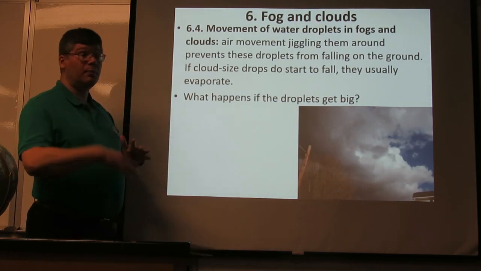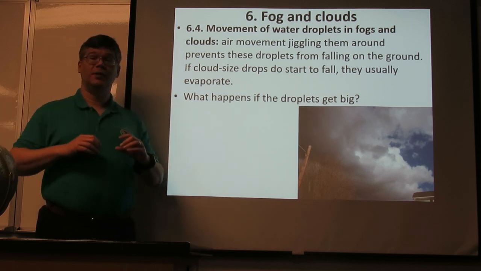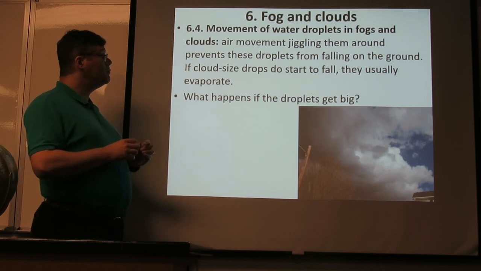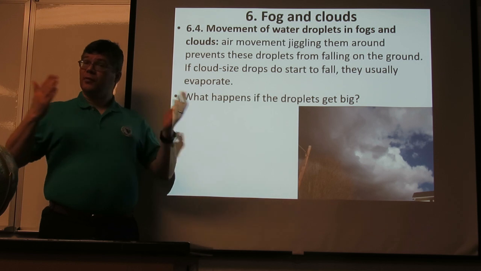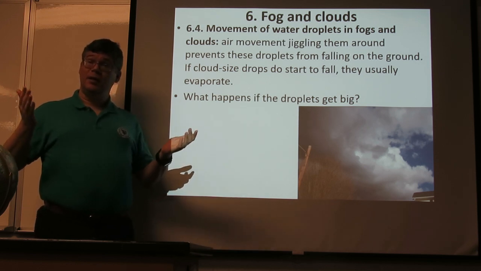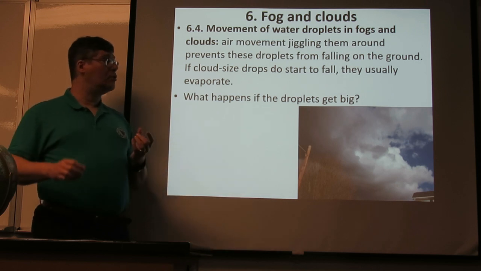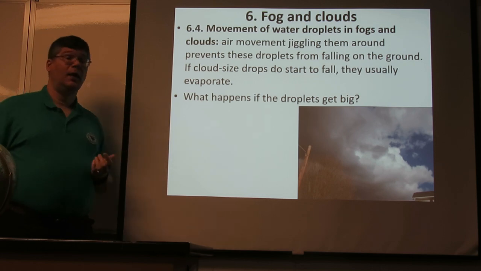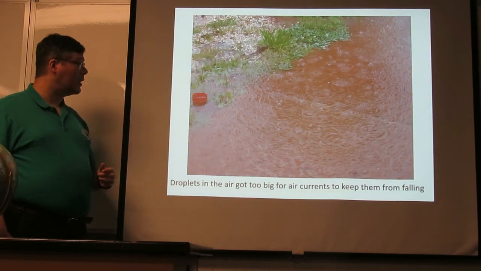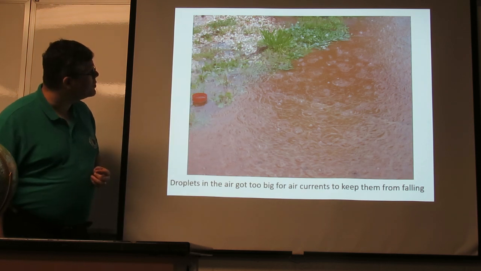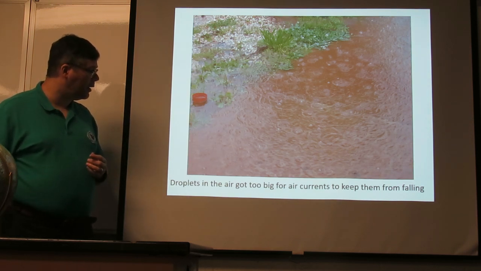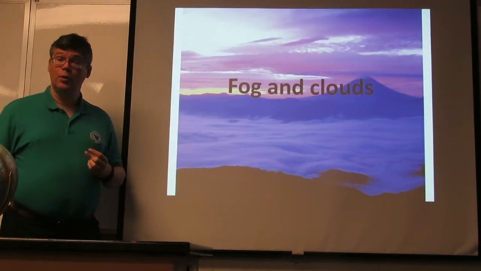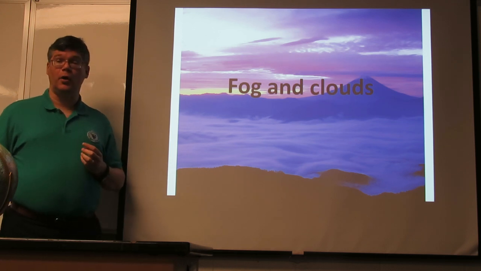Again, as air moves around, that's what keeps water droplets from falling, able to keep clouds and fog in the air. They're tiny enough though, if air is very still and starts to fall, typically they evaporate and do not hit the ground. But if they get big enough, then they can fall to the ground and we have rain. Here's an example of it happening. We can also see that my backyard did not have very good drainage. So we'll look more then at types of fog and clouds.